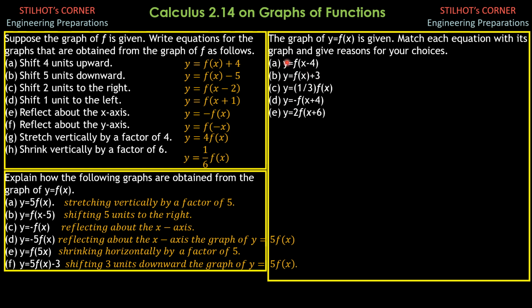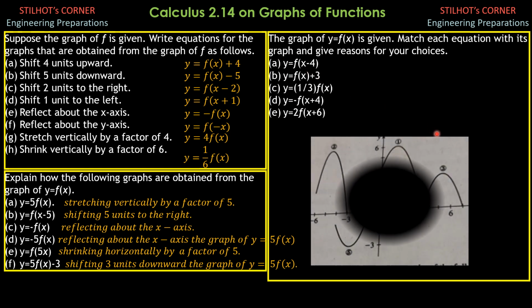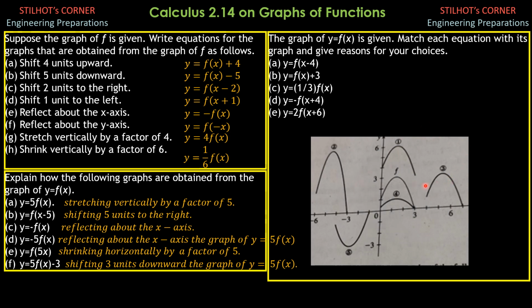We have to match these functions with the given graphs here. So this is the original graph of the function f of x. Then these are the different graphs: graph 1, graph number 2, graph number 3, graph number 4, and this is graph number 5. To answer this, we need to have these experiences in order to answer this question. So, y equals f of x minus 4.